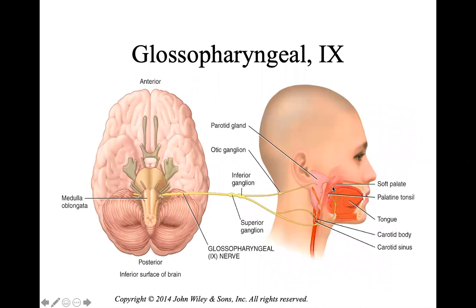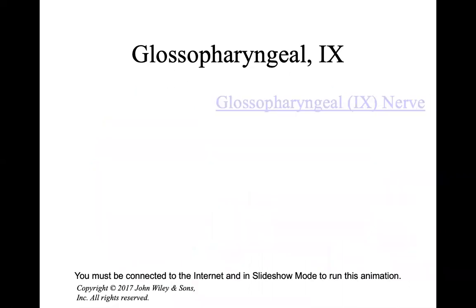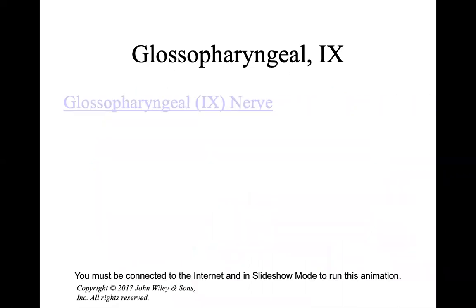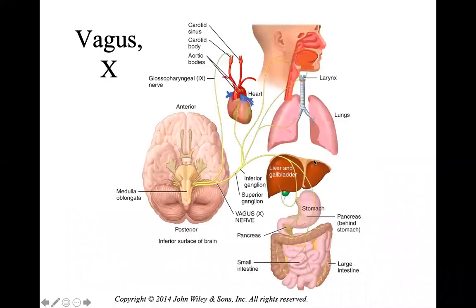Glossopharyngeal, cranial nerve 9. We said it deals with the gag reflex and the muscles in the back of the throat. We also said that it deals with the sense of bitter to the posterior 1/3 of the tongue. Bitter back 9. Again, I'm passing through these, but you can click on these in the PowerPoint if you'd like.